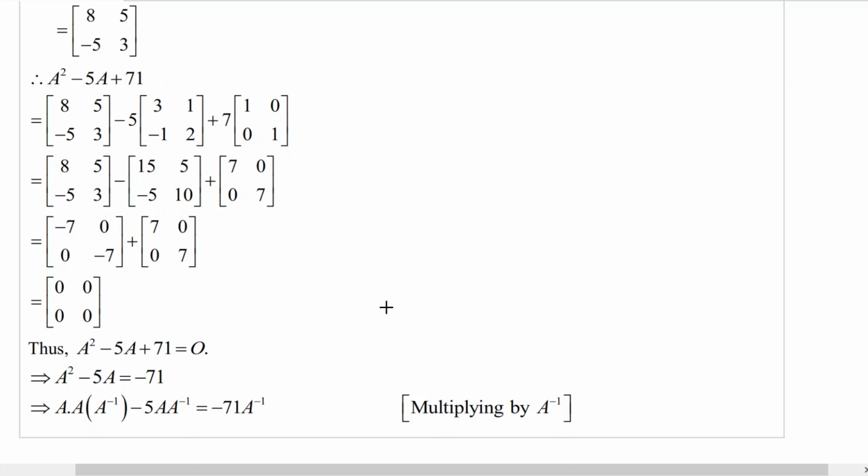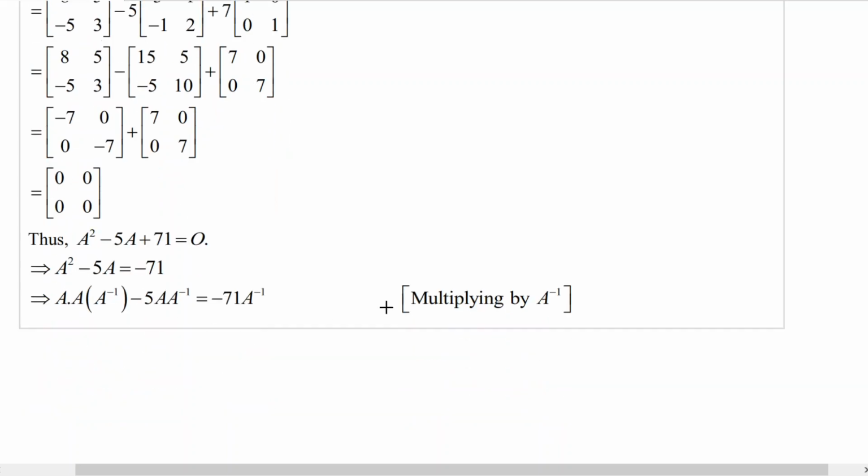So once it is done, how to find A inverse? Very simple. Always take this I term towards the RHS. So we'll take this 7I towards the RHS, right? Always take the I term towards the RHS. Next, multiply the whole equation by A inverse. So A square into A inverse, A into A inverse, I into A inverse.